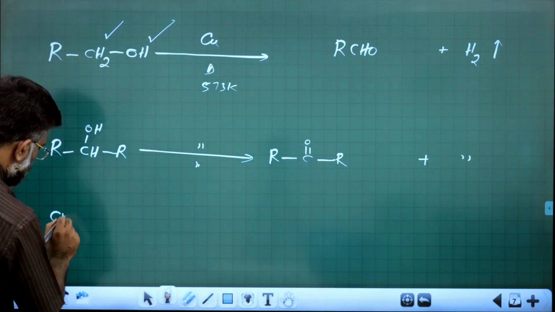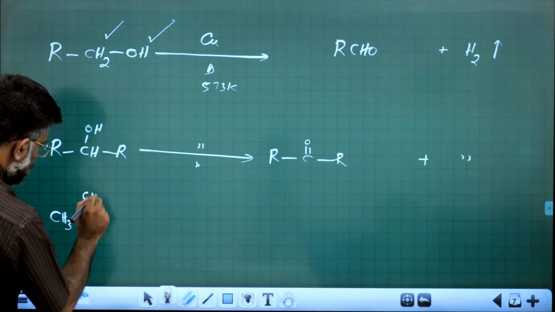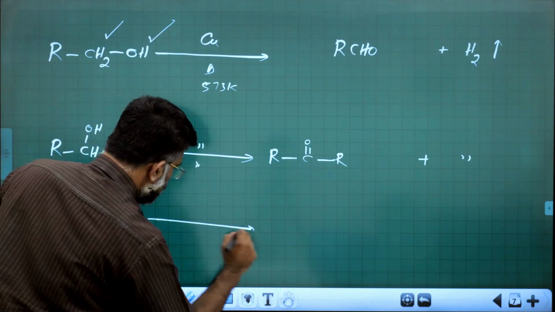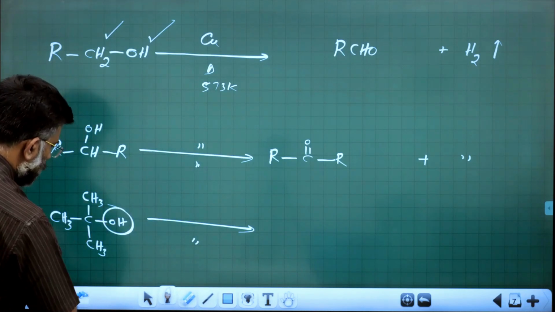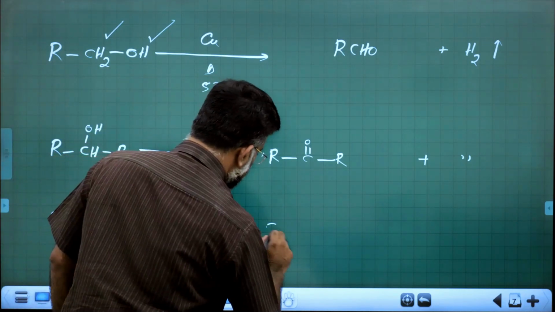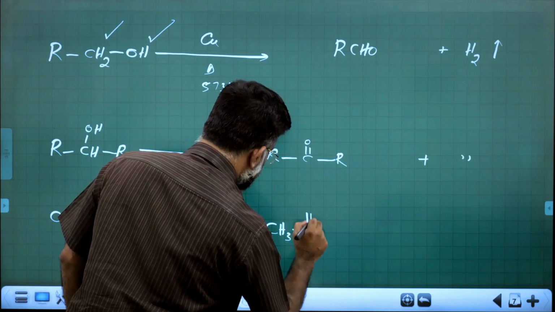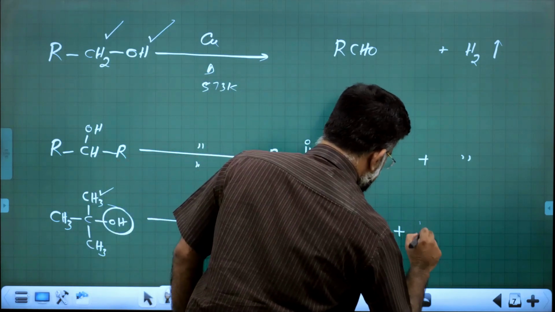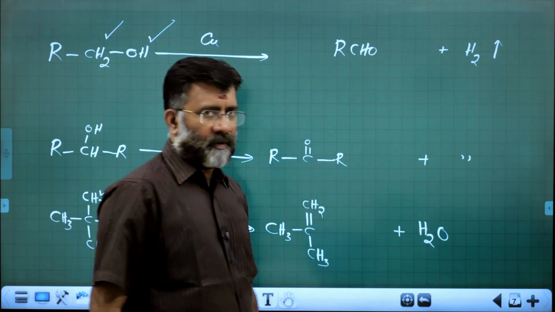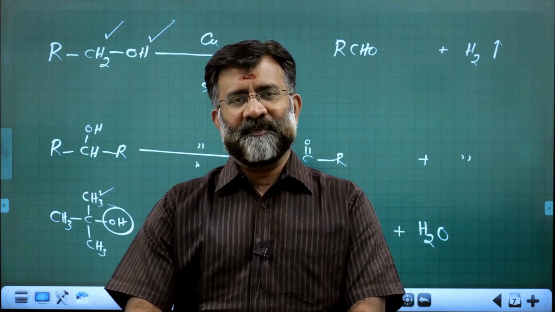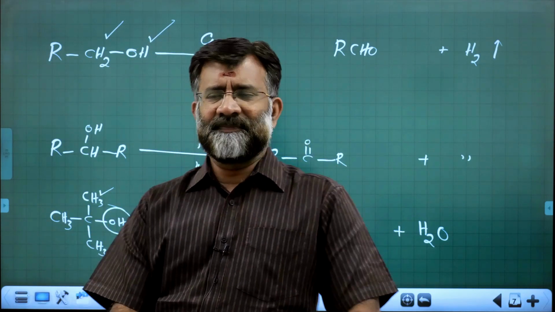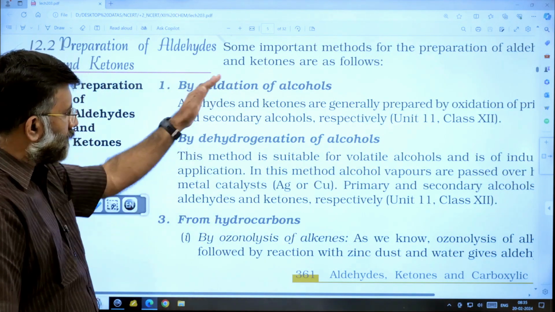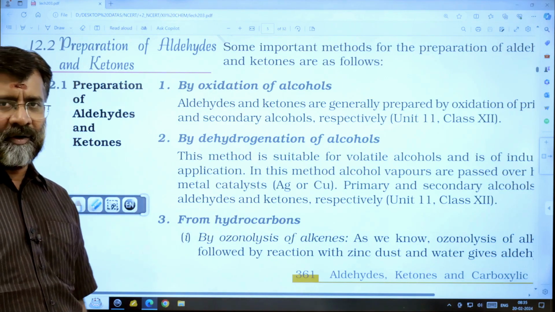While if you take a tertiary alcohol, this is tertiary butyl alcohol, when heated with a copper catalyst, this OH and one hydrogen come out, and you get a dehydration process to get an alkene. It is not removal of hydrogen, it is removal of water. It is a dehydration process. Already learnt. So that is reaction number 1, oxidation of alcohol, quite similar one, dehydrogenation of alcohols.